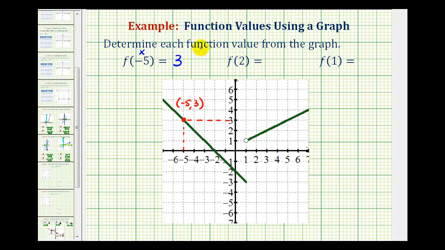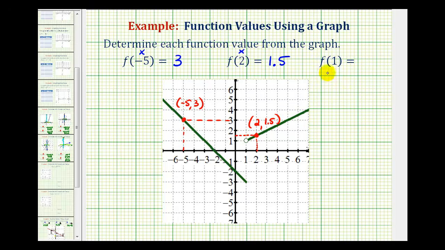Next we have f of 2, so the input or the x value is 2. Well, here's 2 on the x-axis, so we'll find the point on the graph when x equals 2, which is this point here. And we can see the y-coordinate or the function value would be 1.5. This point has an x-coordinate of 2 and a y-coordinate of 1.5. Therefore, f of 2 is equal to 1.5.